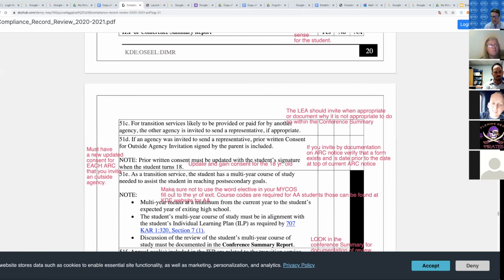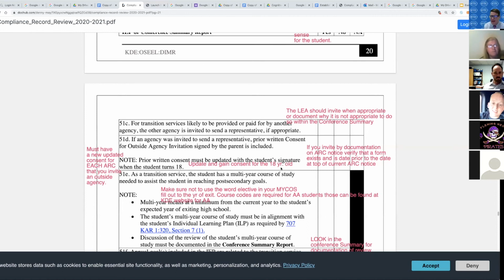Okay. And we look at the top left-hand corner of the notice and we compare the date on the prior written consent. Update and gain consent for the 18-year-old. So you have to do that. You also have to do a notice every time you have a meeting and you invite that outside agency. You have to do a new notice per that letter to Gray, 2007 letter to Gray. OSEP sent out a letter and it says you must have a new invitation each time.